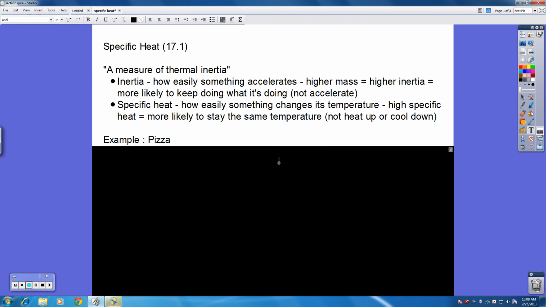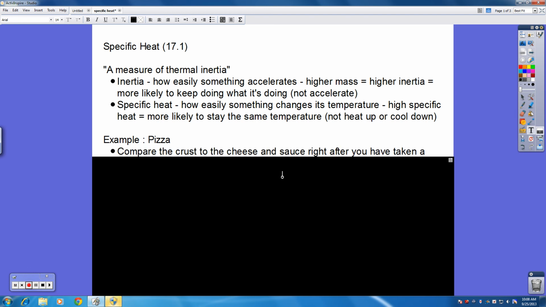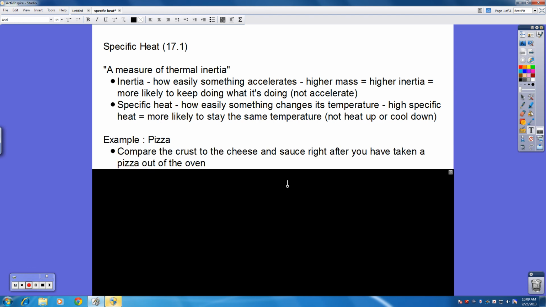So let's look at pizza. Let's say we take a pizza out of the oven, maybe a 400 degree oven. So right when we take it out, it's been sitting in this oven, everything is at thermal equilibrium on this pizza. The crust, the cheese, and the sauce are all at 400 degrees. But we know that we can cut the pizza up into slices, say, and we can take a slice and we can hold it very comfortably in our hand. We can hold the crust in our hand. But then when we take a bite, we burn our mouths because the cheese and sauce are still really hot.